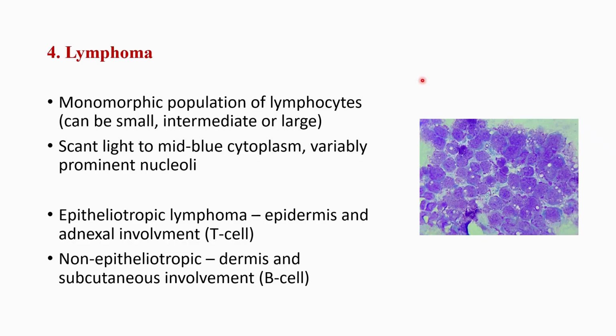Two main types are important clinically. The first one is epitheliotropic lymphoma, which is usually of T cell origin and shows epidermal and adnexal involvement, including infiltration of hair follicles and the mucocutaneous junction. In contrast, non-epitheliotropic lymphoma, which is of B cell origin, tends to involve the dermis and subcutaneous tissues without epidermal infiltration. Together, these features help guide the diagnosis and classification of lymphoma on cytology and histopathology.